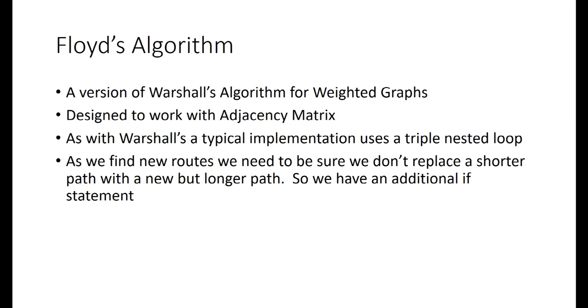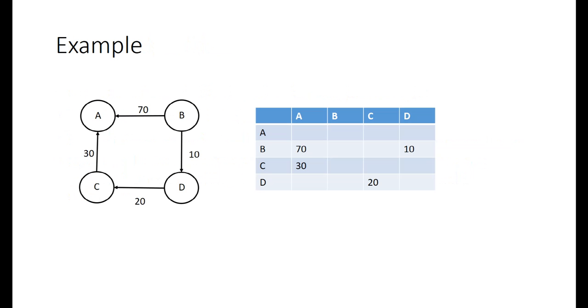We've got a loop that goes through all the rows. We've got a loop within that loop that goes through all the columns. And if we find a value in the column, then we go back for the column for that row, and we go down that column. And so that's our triple nested loop with an if. Very similar to Warshall's, except one little kink here. As we find new routes and we generate a new value, we have to be sure that we don't replace a shorter path with a new but longer path. So there's an additional if statement. We'll see an example of that in a second.